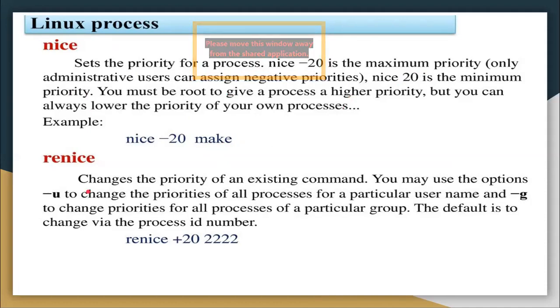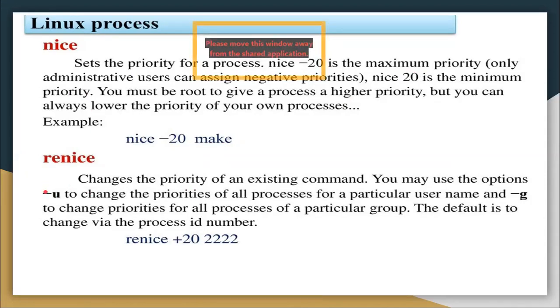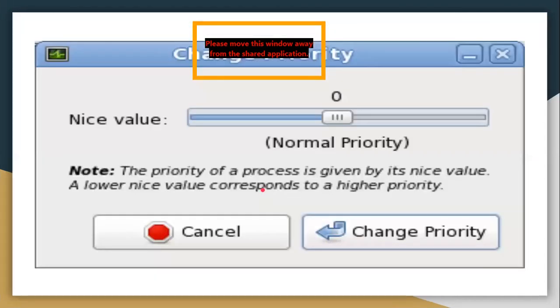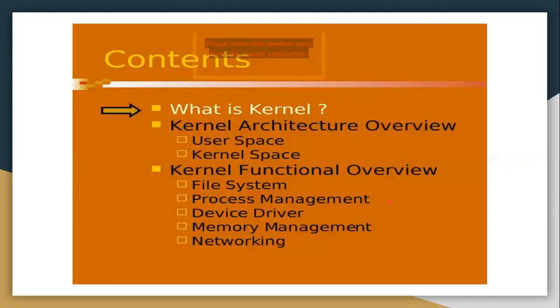Similarly, renicing, changing the priority of an existing command, you may use the option -u for a specific user. If you want to change the priority of any explicit user, you can use the -u option to change the process priority of that process ID. This is the ps command, and ps we have already discussed.